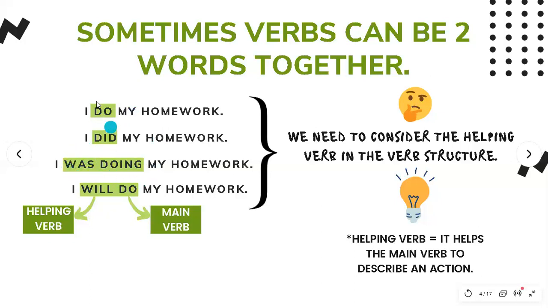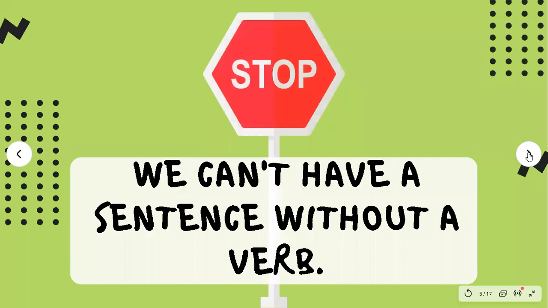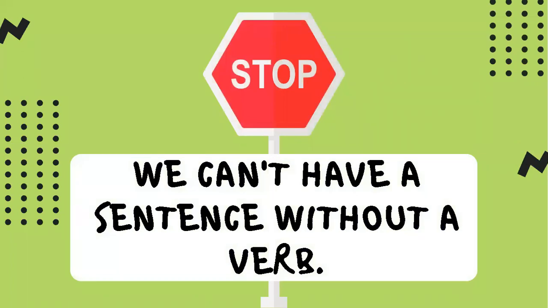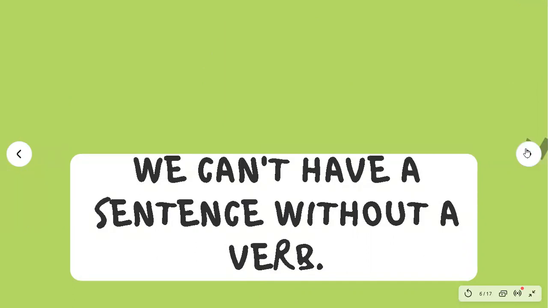Okay? So sometimes you can have only one word as a verb, or sometimes you can have two words as a verb. Okay? And here is something that we need to keep in mind: we can't have a sentence without a verb. Okay? So all sentences need a verb. They must have a verb. If there is no verb, it means that there is no sentence. Okay, so tenemos que tener un verbo en la oración, sí o sí.